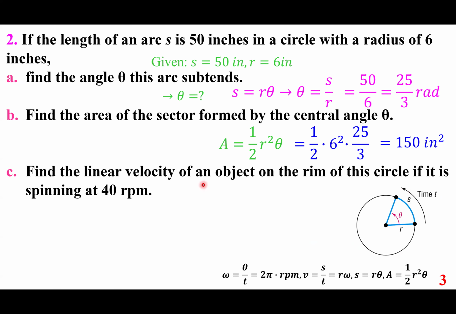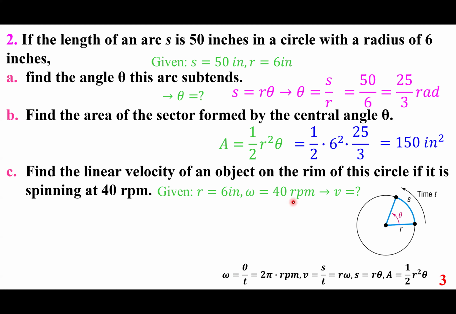Find the linear velocity of an object on the rim of this circle if it is spinning at 40 RPM, revolutions per minute. This last one is the unit of time: RPM, RPS, and so forth. So it's per minute. And so R is 6 inches. Omega is for the RPM, we want the V.